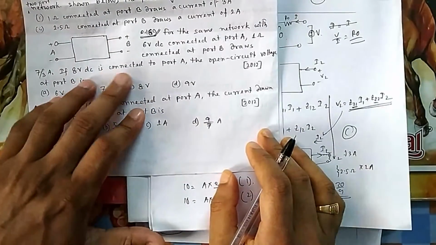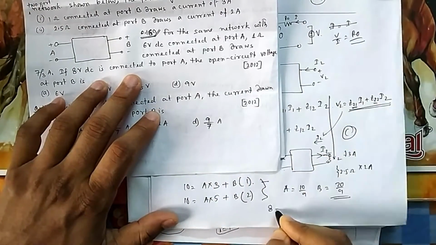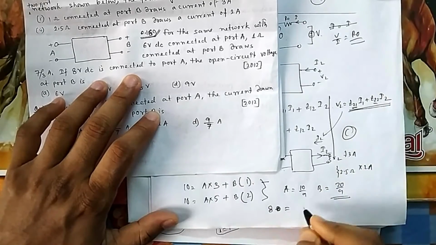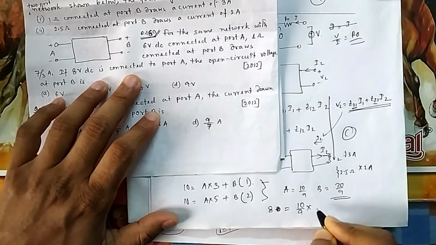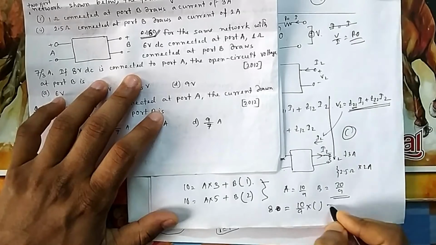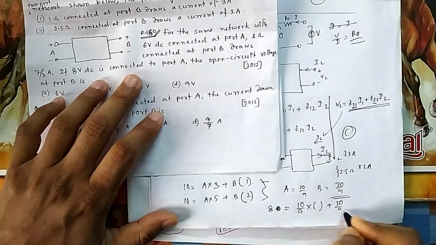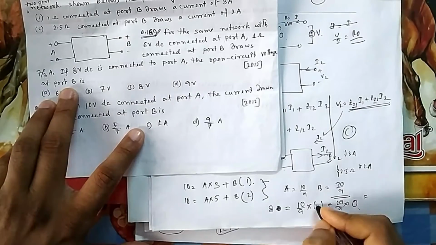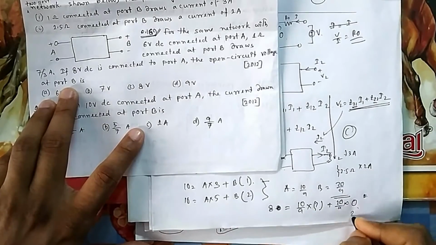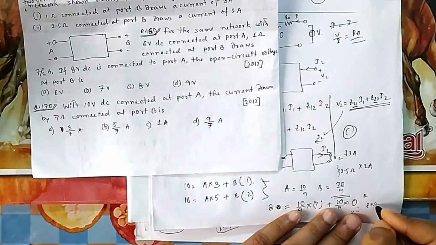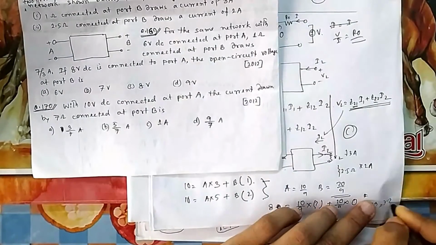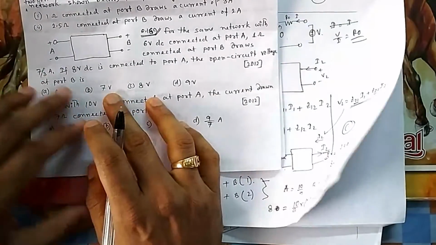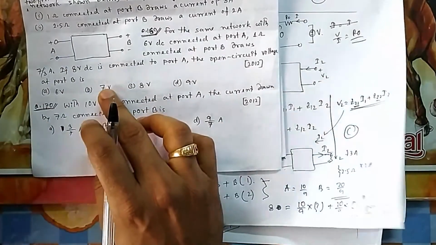Now if you connect 8 volt in port A, that is the sending end, 10 by 9 into the receiving end voltage, which you don't know, plus B, which is 20 by 9, into the receiving end current, which is 0 for open circuit voltage. You are asked to find this one. So what will be the answer? 8 into 9 by 10, which is 7.2. In the answer there is no 7.2, but 7 is there, so you take this one. I think some mistake may be there in 2012.